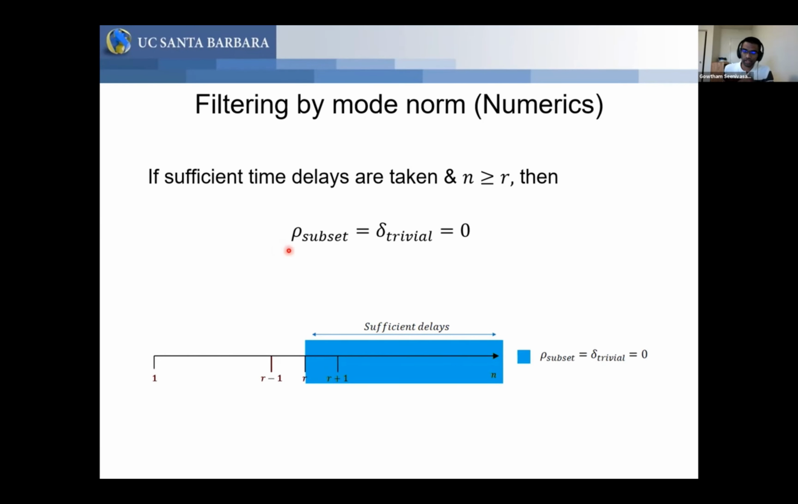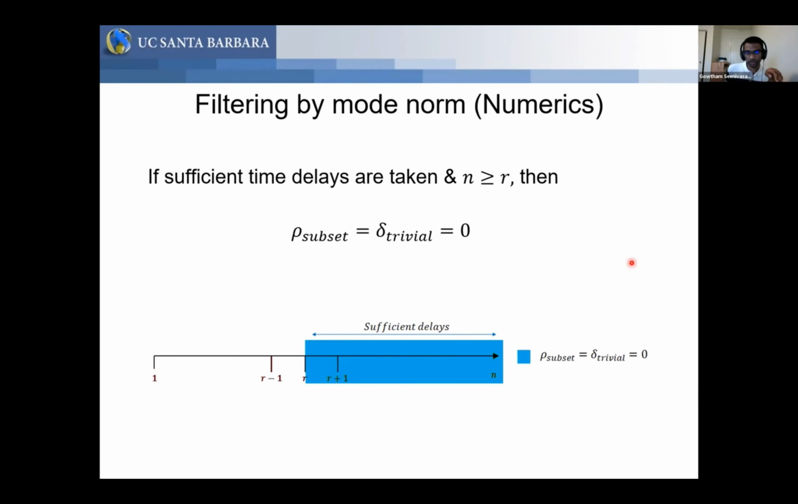So in this study we're just adopting 2 indicators, the details of which I will skip over in the interest of time. It's sufficient to say that you can compute both of these quantities with the time series and the Koopman eigenvalues. Now the theorem just says if you take enough time delays and if your model order is sufficient, then you should see both of these quantities go to 0.